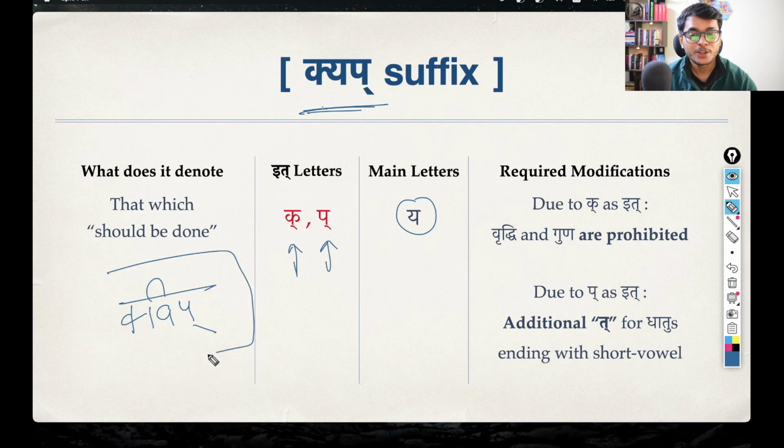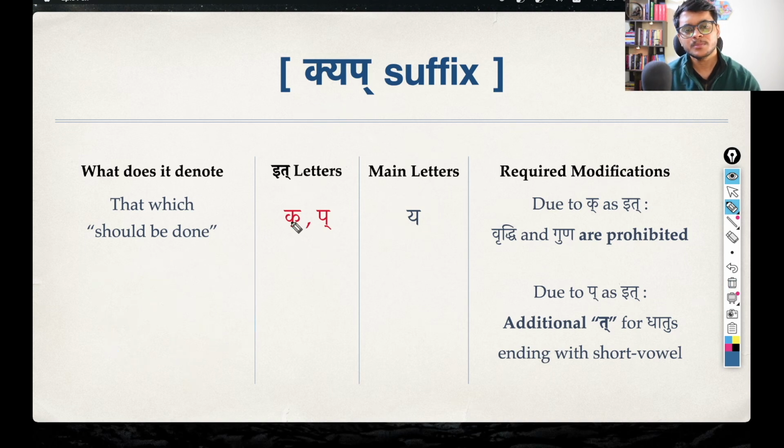And in the recent video, we did this quip suffix, if you remember, quip pratyay. In quip pratyay also, the it letters were the ka and the pa. So we are already familiar with these modifications. But anyways, let us revise them: whenever there is a ka as an it letter, due to ka as it letter, vriddhi and guna, both of these modifications are prohibited. Okay, so actually good thing, less work for us, right?